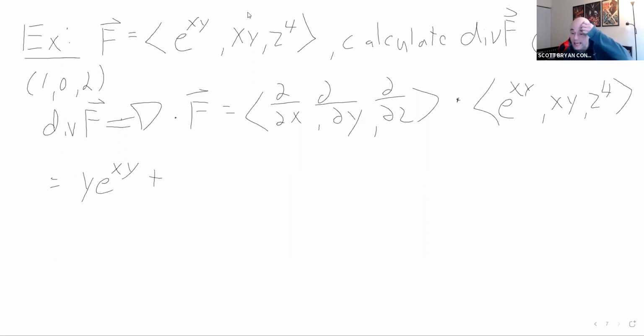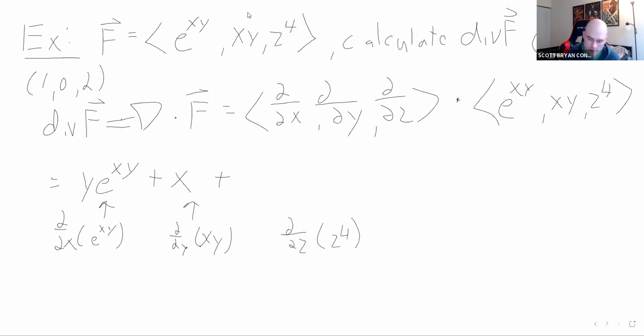So that's d dx times e to the xy. How about d dy times xy? Well, we get the partial of xy with respect to y, which of course is x. I'll write this down real quick. This is d dy times xy. And then d dz times z to the 4: the partial of z to the 4 with respect to z is 4z cubed. So this is the divergence of the vector field f for any point x, y, z.